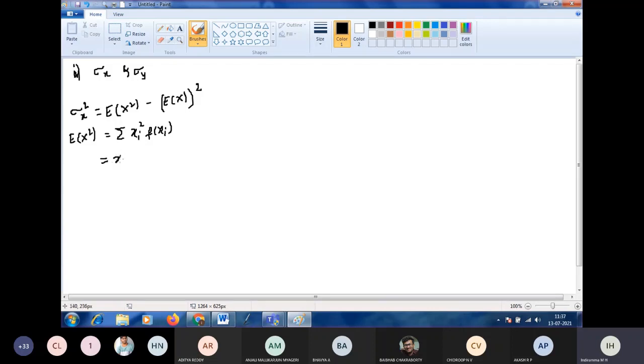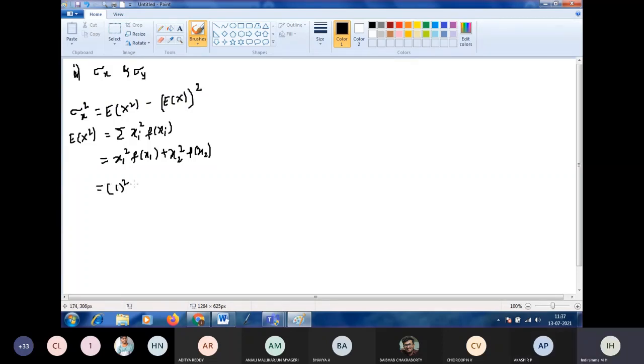So what is x1 square? x1 square into f of x1 plus x2 square into f of x2. This is the way we have to calculate. What is x1 we have in the table? I changed this one, right? Please tell me what is x1? 1. 1 square.